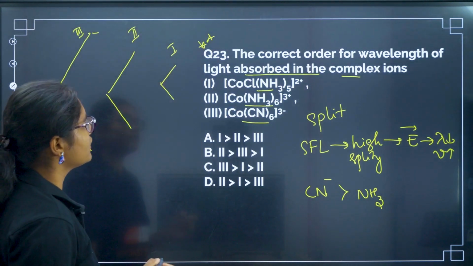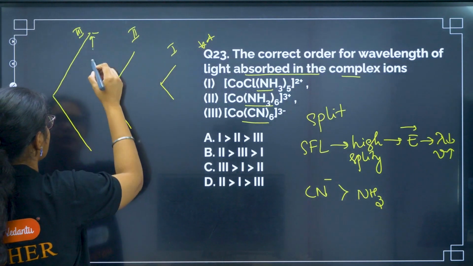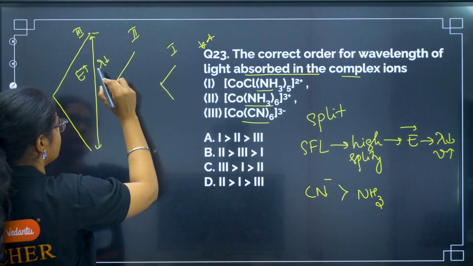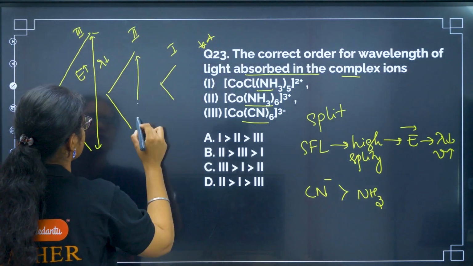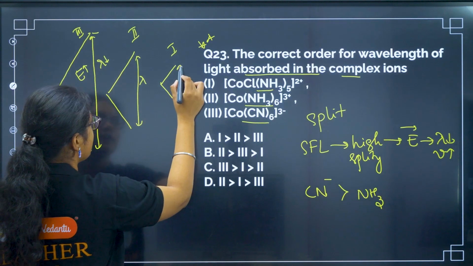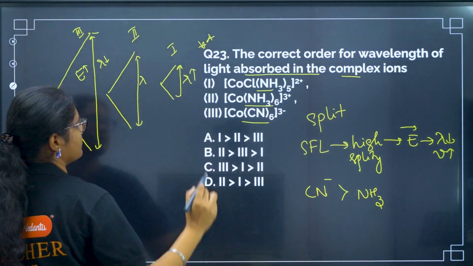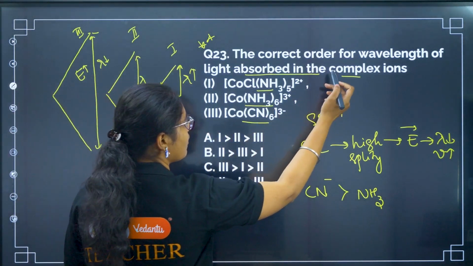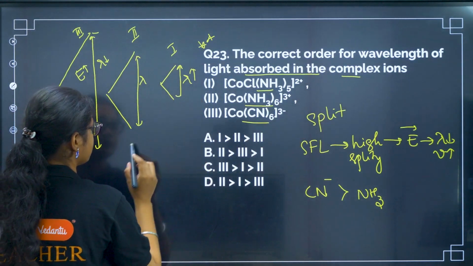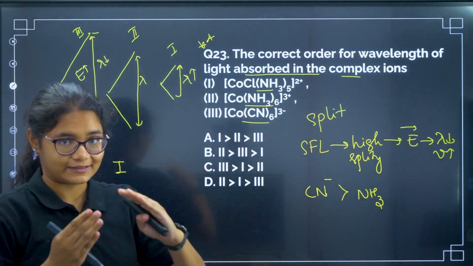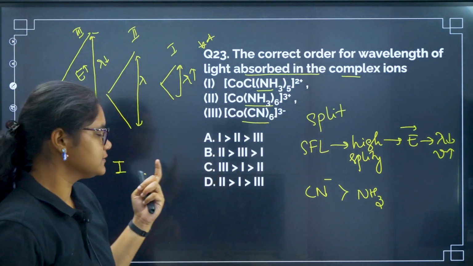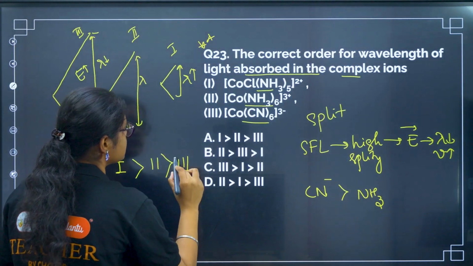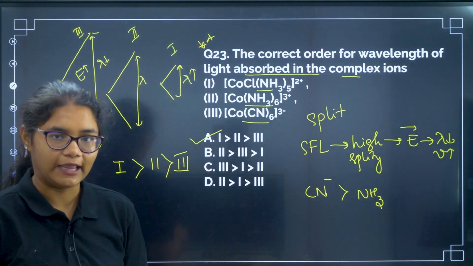So we have to tell the order of the wavelength. Here, because the energy is high, wavelength will be minimum, right? And here the wavelength will be in between and here the wavelength will be maximum, because energy is very less. So we have to arrange in the order of wavelength. In 1 the energy is less, right? Less energy means high wavelength. So 1 will have the highest wavelength, then second and then third. So the correct answer for this question is option A.